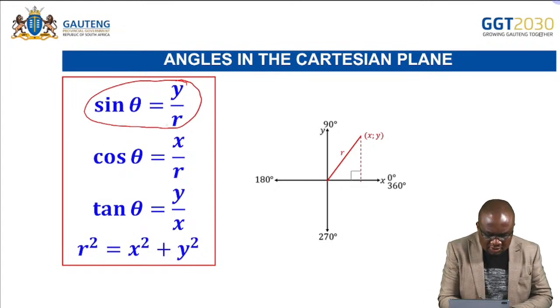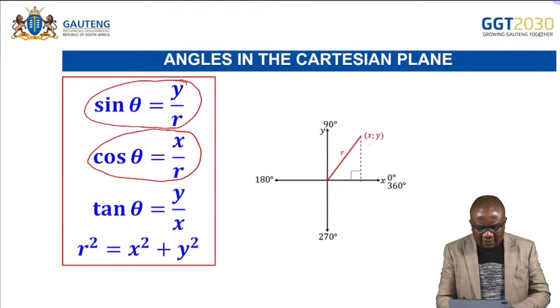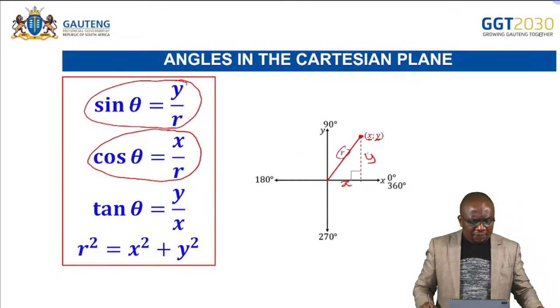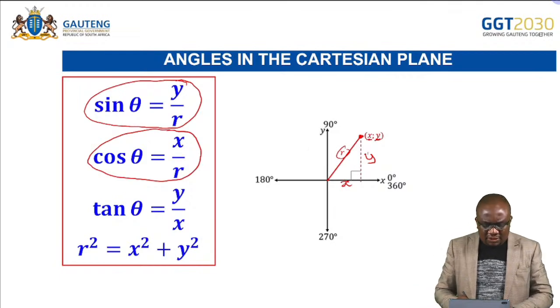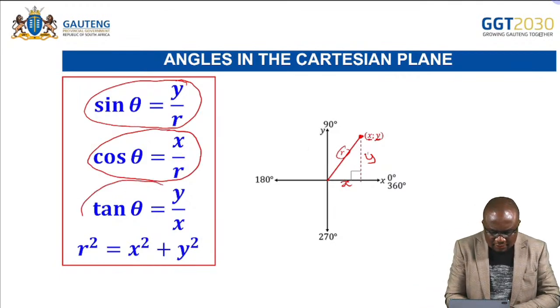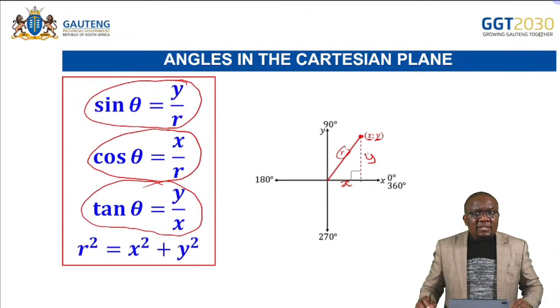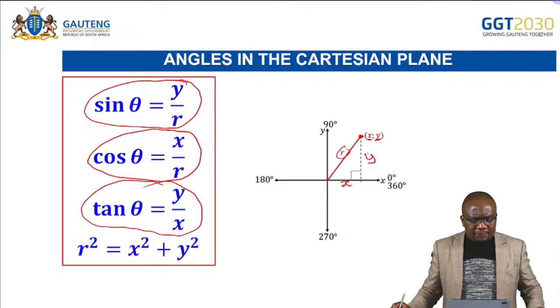Cos theta is x over r. Remember, the vertical, this is our y. The horizontal, this is our x. So x is the x coordinate of this point, y is the y coordinate of this point, then r is this, the terminal ray. And then tan theta is y over x. If you don't have it, write it down. Tan theta is y over x.